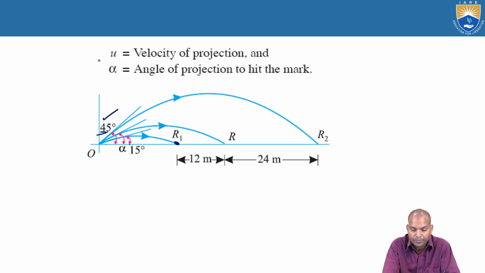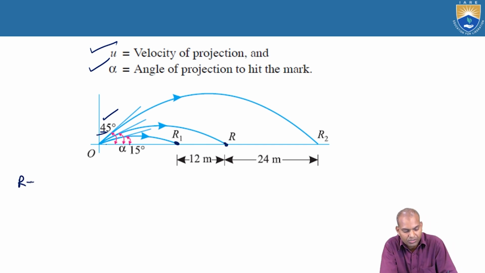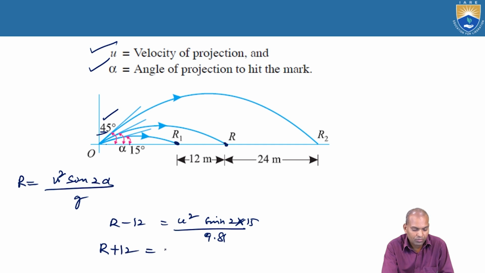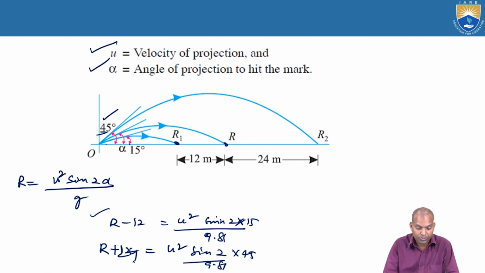Here u is the velocity of projection, and alpha is the angle of projection to hit the mark. We want alpha. How to find it? We know the range formula: range equals u square sine 2 alpha by g. For R minus 12, it is u square sine of 2 times 15 degrees by g, 9.81. Next, R plus 24 equals u square sine of 2 times 45 degrees by g, 9.81.